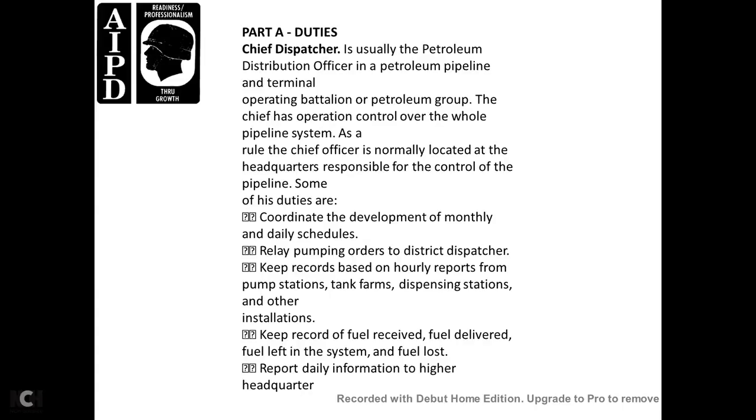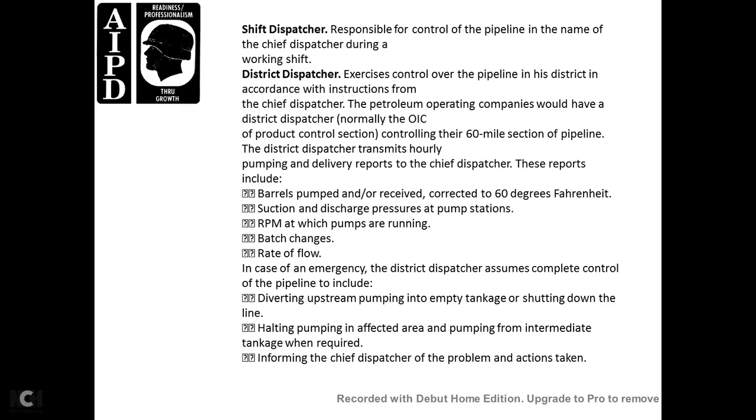Part A, duties. The Chief Dispatcher is usually the Petroleum Distribution Officer of the Petroleum Pipeline and Terminal Operating Battalion, Petroleum Group. The Chief Dispatcher has operational control over the whole pipeline system and is normally located at the headquarters responsible for the control of the pipeline. Some of his duties are to coordinate with the development of the monthly and daily schedule, relay pump orders to the district dispatcher, and keep records based on hourly reports from pump stations, tank farms, disposition stations, and other installations. He keeps a record of fuel received, fuel delivered, fuel left in the system, and fuel lost, and reports daily information to higher headquarters.